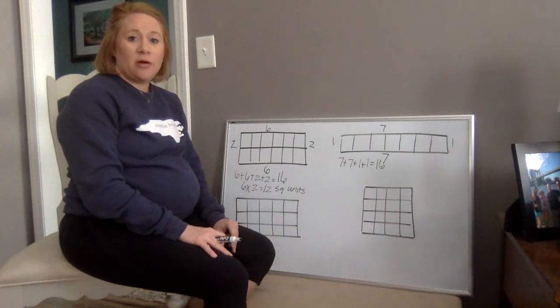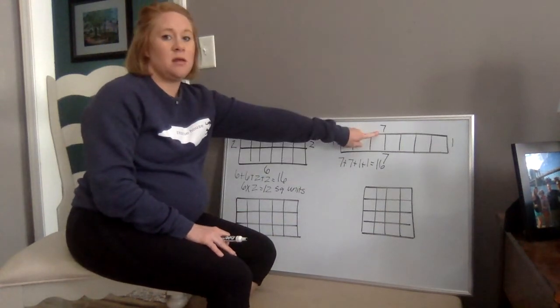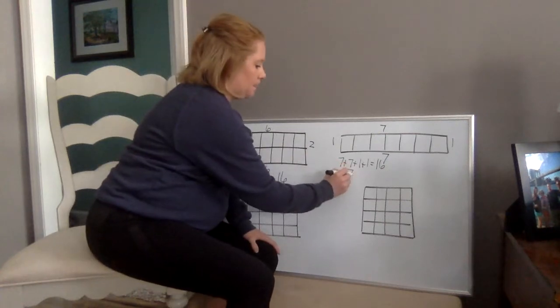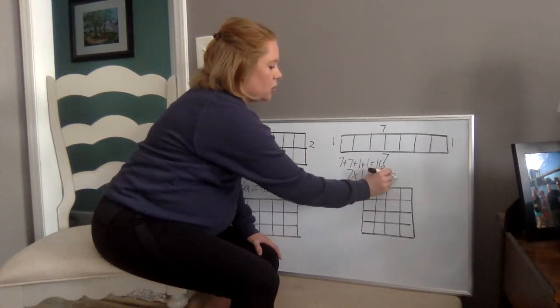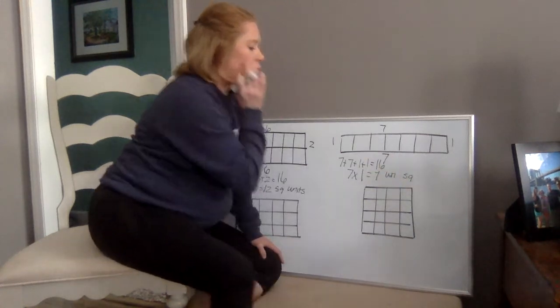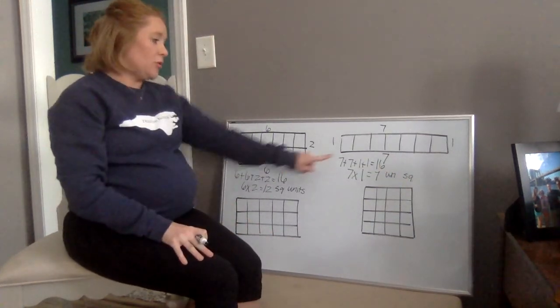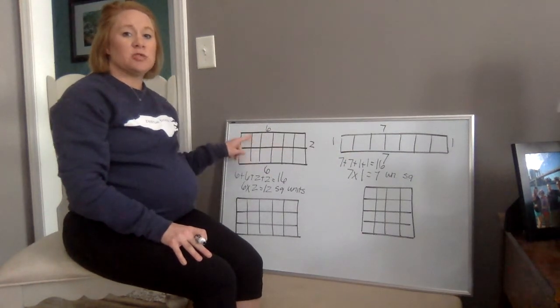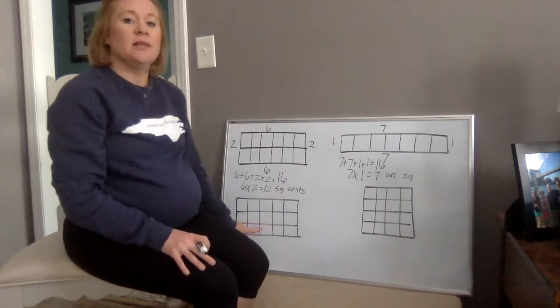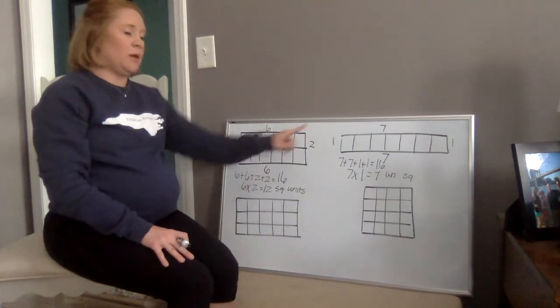Now let's see about the area. Remember, area is length times width. So we've got 7 times 1. So 7 times 1 equals 7 units squared. So we've got the same perimeter as this one, different areas. And we can tell that because there's a different number of squares inside. Let's look at this one and see if it has anything in common with these.